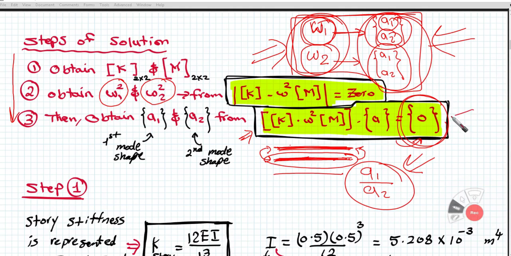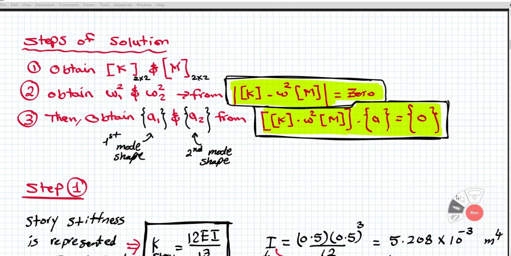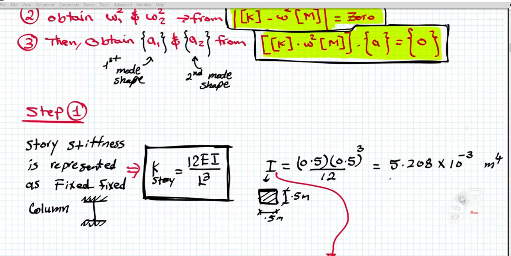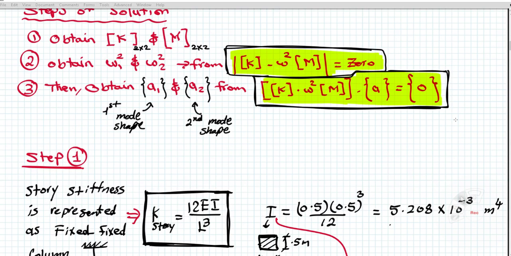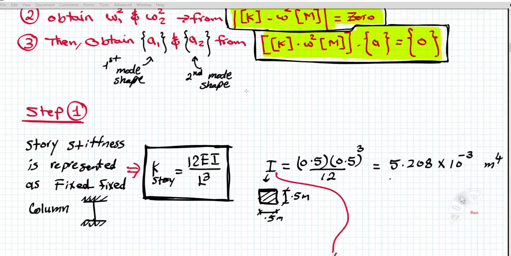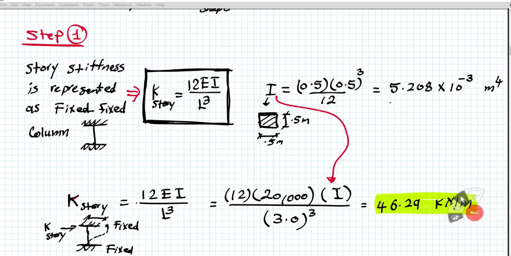What is the reason for this? As I said, the nature of this equation provides for us dependent equations, so the number of independent equations is 1 less than the number of unknowns, which are A1 and A2 in this case. Okay, now we understood, and we can go further. Let's go with step 1, which is the stiffness matrix and the mass matrix M. Let's go with obtaining the stiffness matrix and the mass matrix.